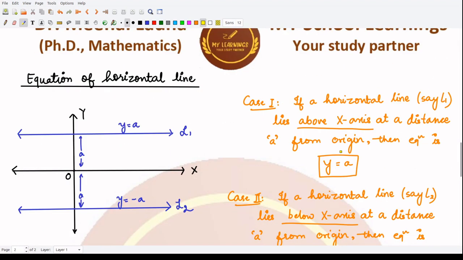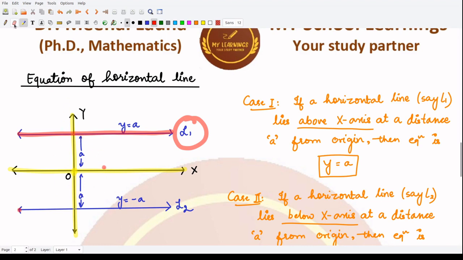Suppose this is your coordinate axis, y-axis and x-axis, and this is the origin, correct? Now you can either have a horizontal line above the x-axis, or you can have a line below the x-axis. So let's talk first about the line which is above the x-axis. Suppose its distance from the x-axis is a.